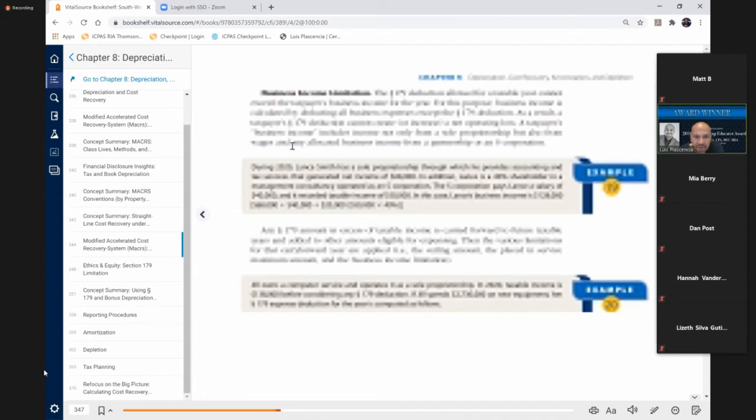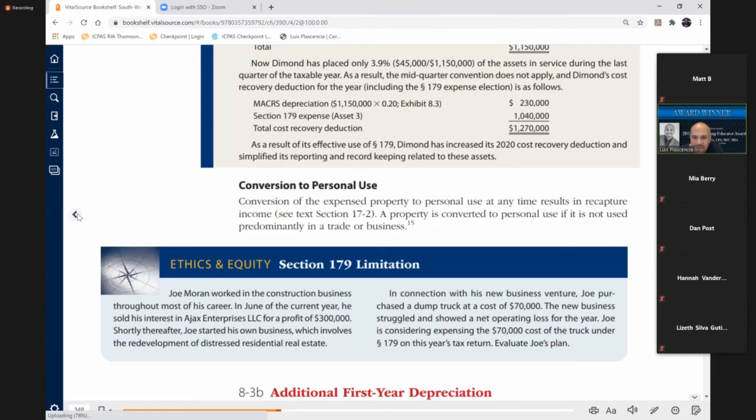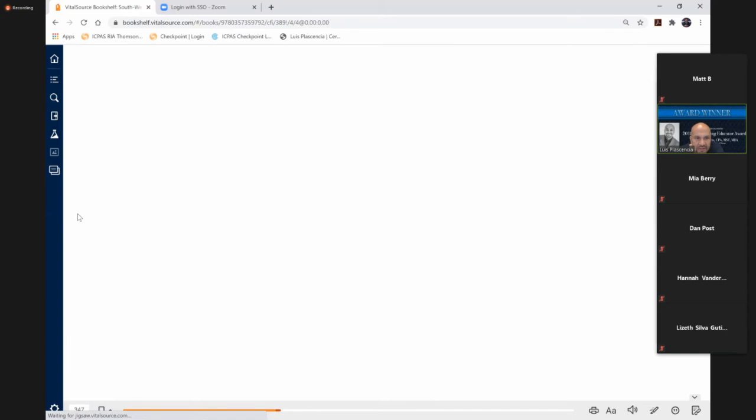There's a problem that I want to go over, and this is similar to what the book has in terms of using Section 179 and getting out of mid-quarter convention. That's probably one of the problems that I'm going to go over. I'm looking for the mid-quarter tables and the half-year tables so you can see how it works. And I'm going to change the numbers in a bit.